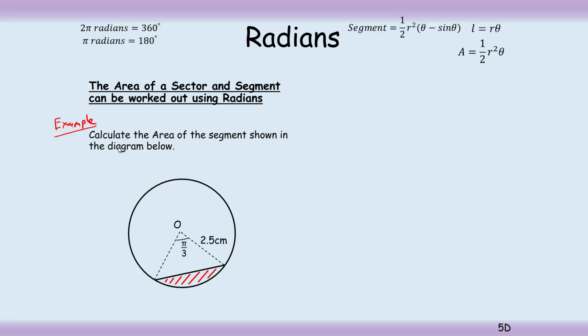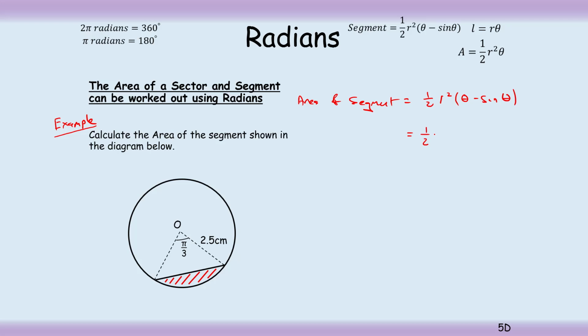Okay, this example says calculate the area of the segment shown in the diagram below. We're given the angle, theta, pi by 3. We're given the radius, and that's all we need. So the area of the segment, the formula's still up there. So we can say area of segment is going to be equal to a half r squared, theta minus sine theta. I always write the formula, it leads me on, I can substitute then. Also it helps me remember, so in future I don't have to refer to a booklet.